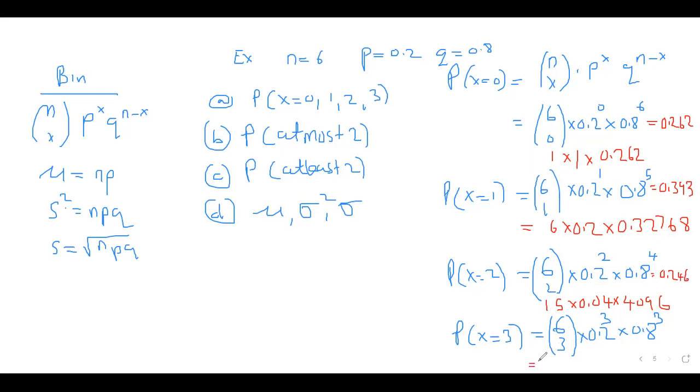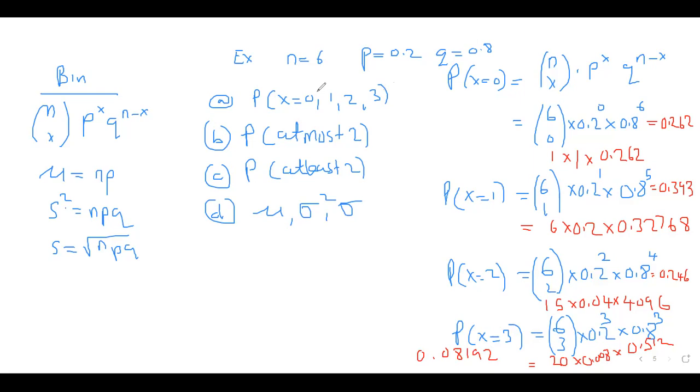Then 6 combination 3 will give you 20. And 0.2 to the power 3 is 0.008. 0.8 to the power 3 is 0.512. So multiply all these together, you get your final answer 0.08192. This is how you find the probabilities of each of these ones here.